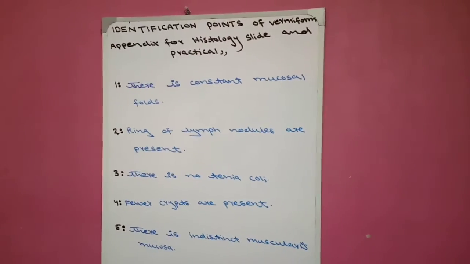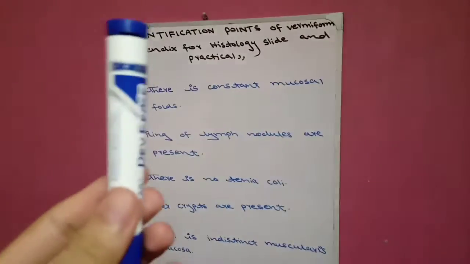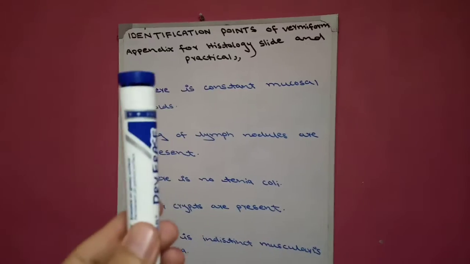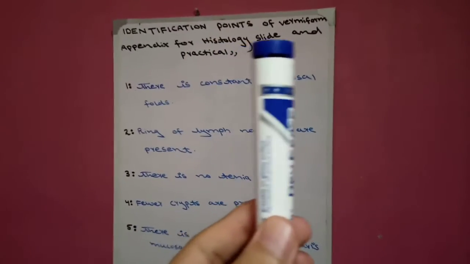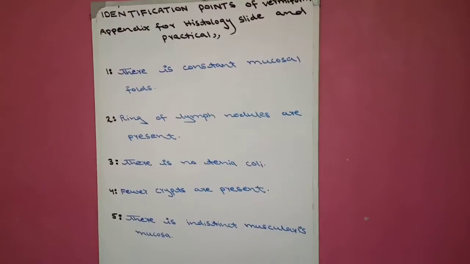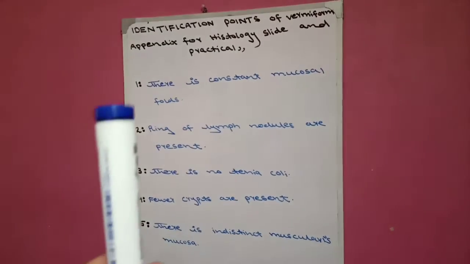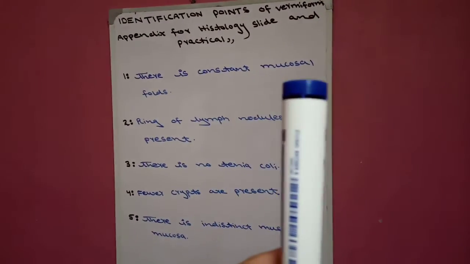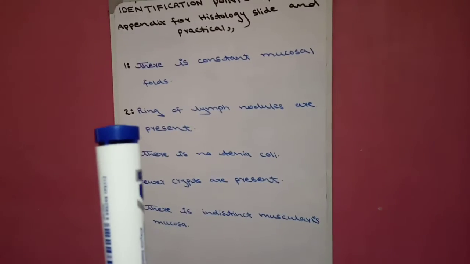Today our topic is related to histology identification points of vermiform appendix for histology slide and practical. There are 5 identification points. Number 1, there are constant mucosal folds. Number 2, a ring of lymph nodules is present.